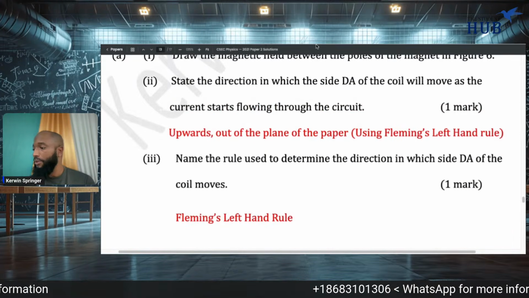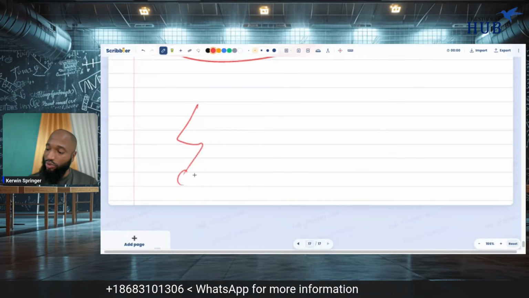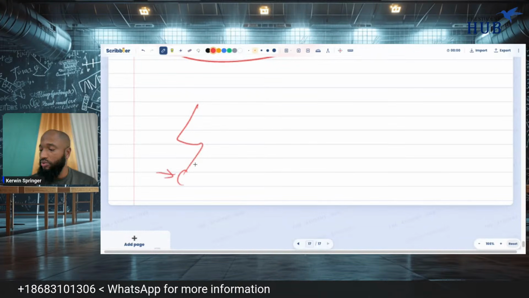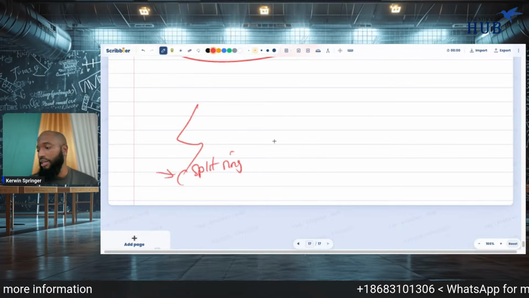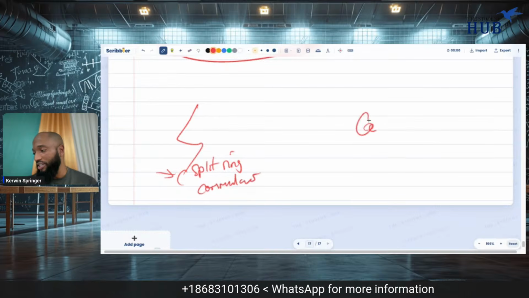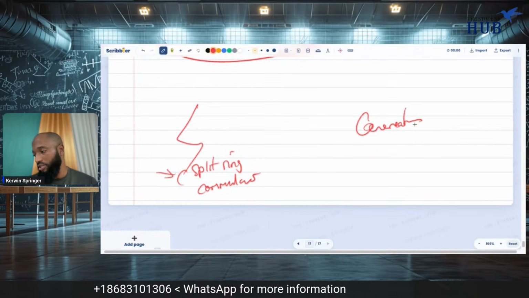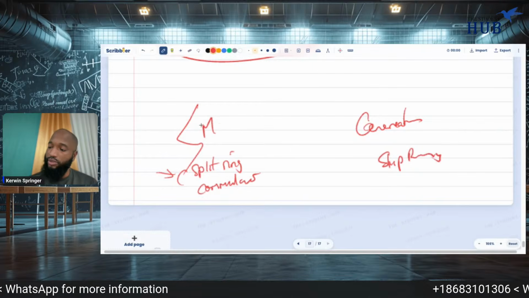Okay. Let's see, the thingy that the wire is connected to in the motor, what is it called? Split ring commutator. And if you're dealing with a generator, slip rings. All right, good. This is motor.